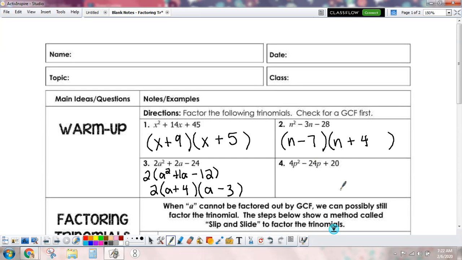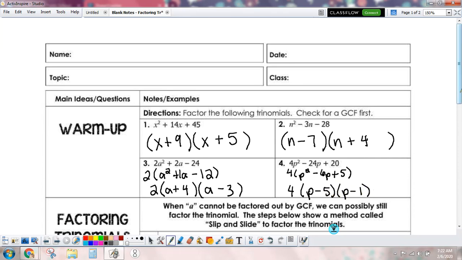All right, pause it, try 4. For 4, you should have been able to take out the common factor of 4, and that would have left you with p squared minus 6p plus 5. All right, and then when you go ahead and factor that, you get p minus 5 and p minus 1.